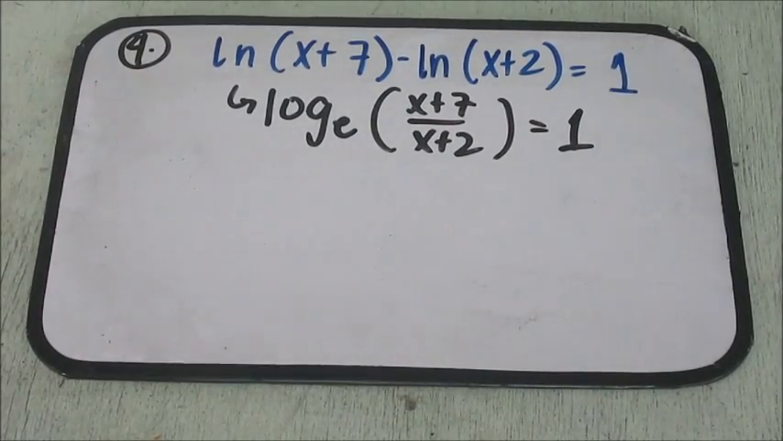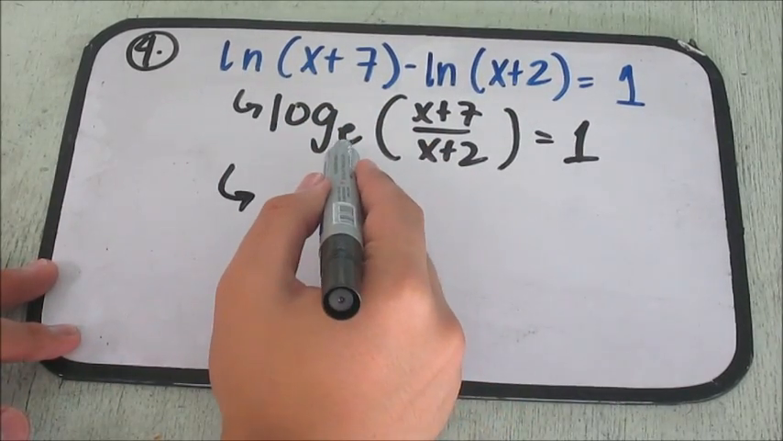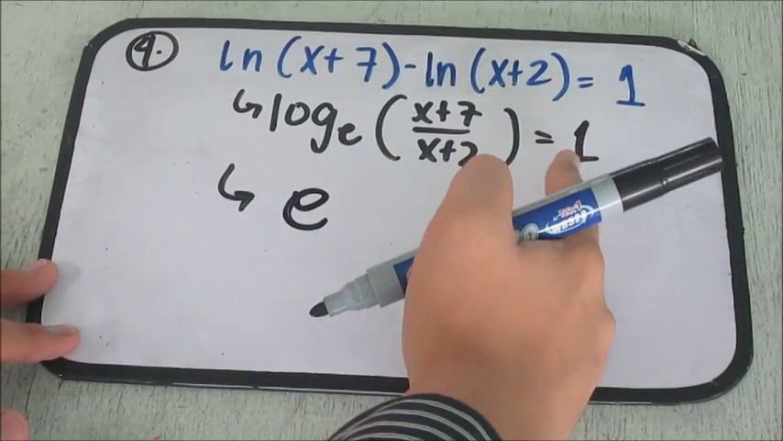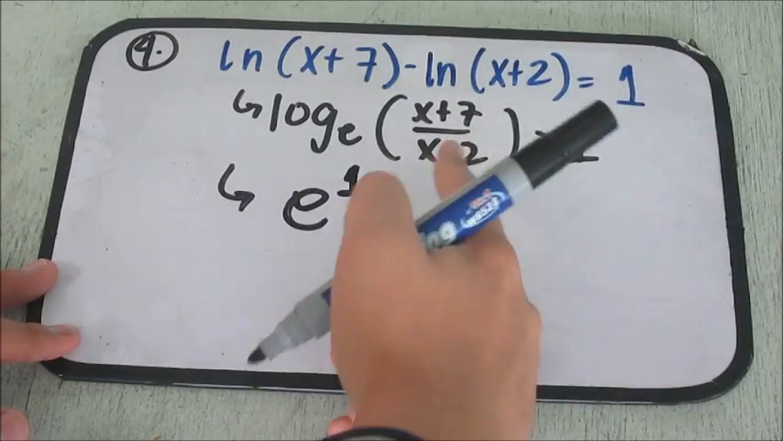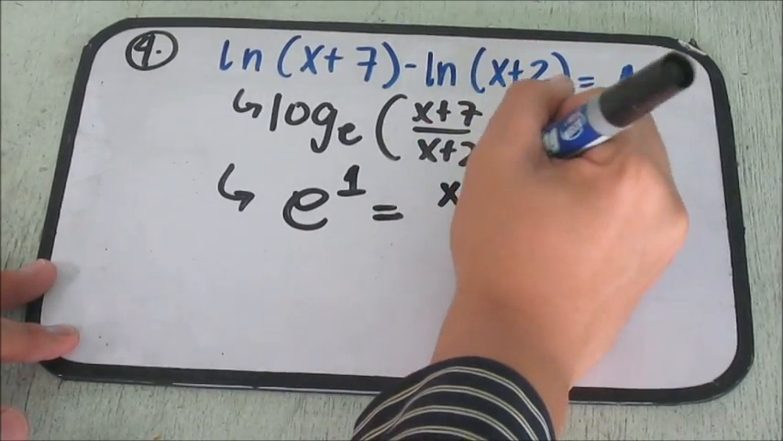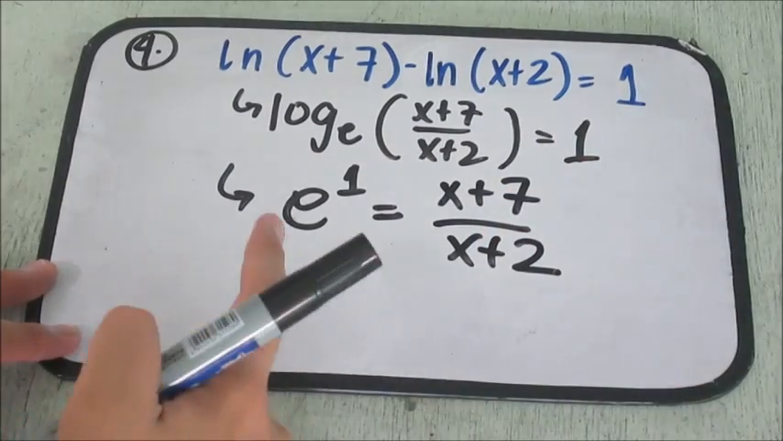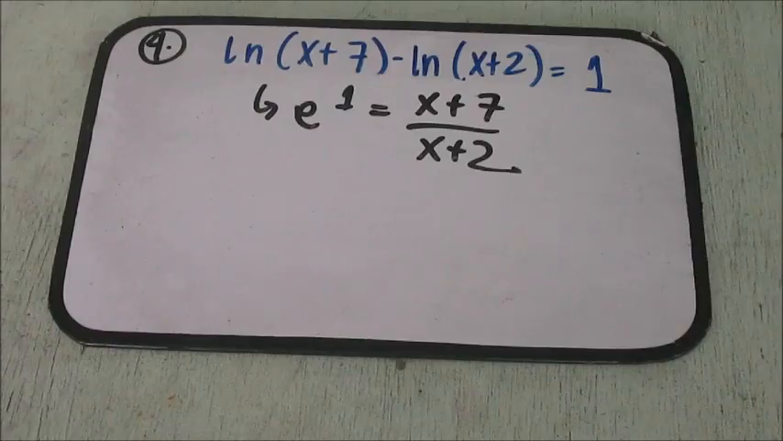After that, we will convert this into exponential form. So the base here is e, so we will just rewrite e. And then the exponent is 1, so e raised to 1 is equal to this one, x plus 7 over x plus 2. So you arrived at e raised to 1 is equal to x plus 7 over x plus 2.